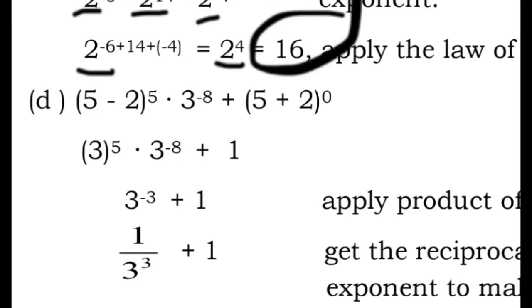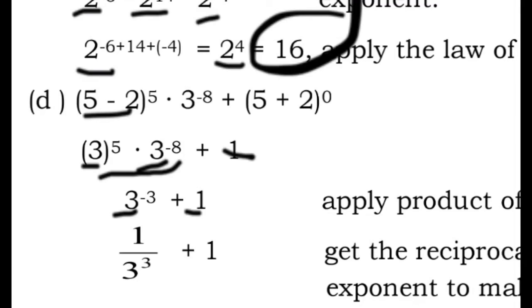Then letter D. Quantity of 5 minus 2 raised to the power of 5 times 3 to the power of negative 8 plus quantity of 5 plus 2 raised to the power of 0. So 5 minus 2 here is 3. So 3 to the power of 5 times 3 to the power of negative 8 plus 1. Okay. Then combining the 2 here, base 3. So copy the base 3. Then add the exponents. 5 plus negative 8 is negative 3. So you're going to have 3 to the power of negative 3 plus 1.